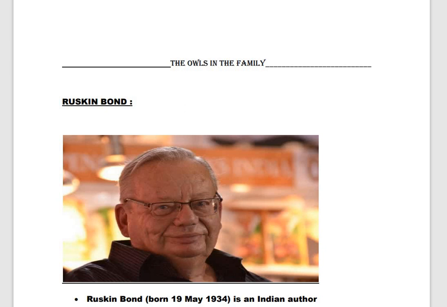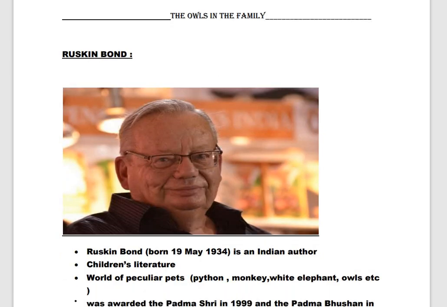He is an Indian writer, and he is famous for his children's stories and children's literature. He is regarded as one of the best writers of children's literature. Ruskin Bond was born in the year 1934. He is an Indian author. He lives now also, in Mussoorie, in Dehradun, and he is famous for his children's literature.